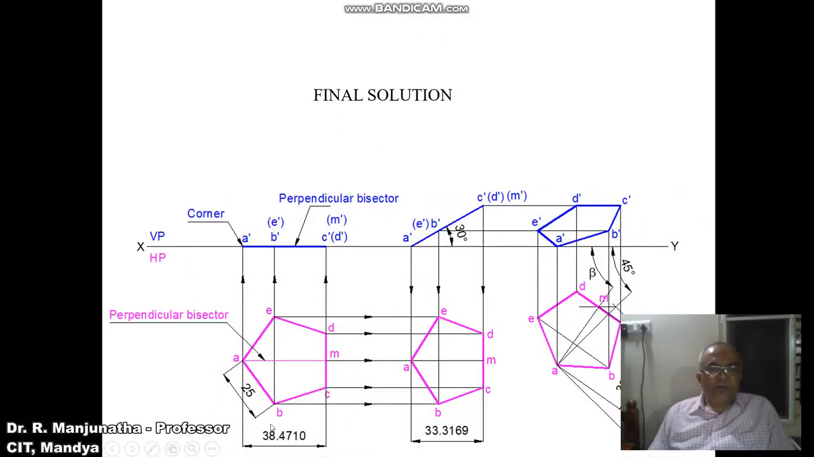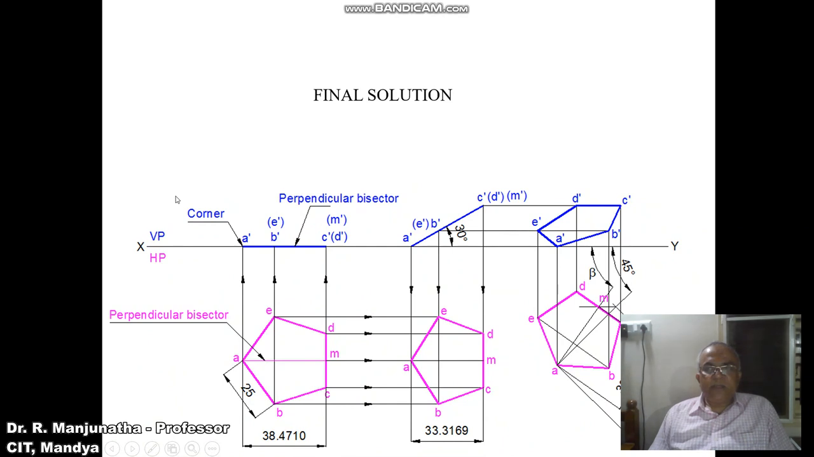As you look from the front view, A, B, C are near to the observer, so A dash, B dash, C dash are visible, and D and E are away from the observer, so D dash and E dash are invisible. M is on CD, and as C is hiding that point M, M dash will also be invisible. So A dash M dash will become the perpendicular bisector, and this is the corner point.